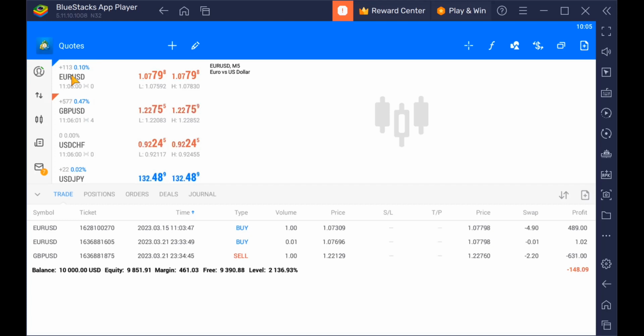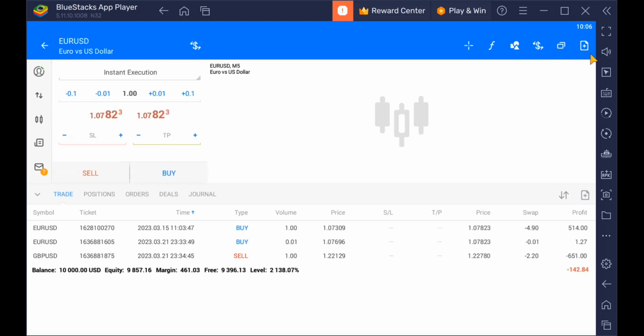Sorry, sometimes the app starts to be very slow. See, it works. Okay, it works from here. All right.